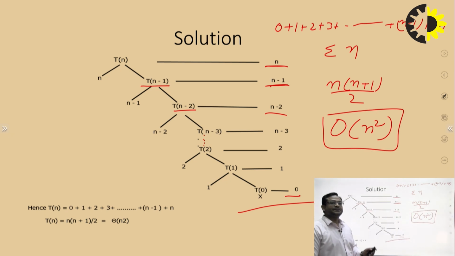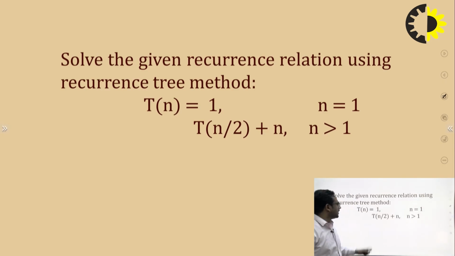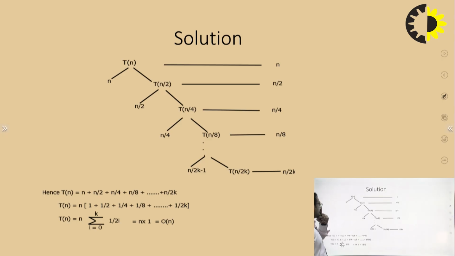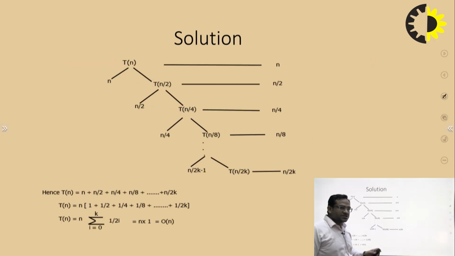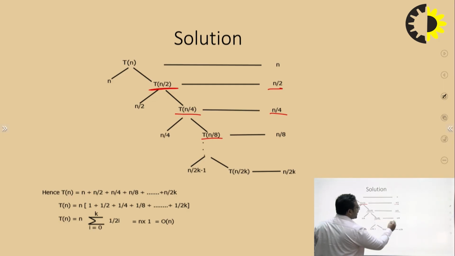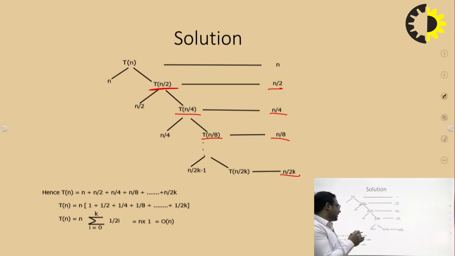One more example we can take here: T(n) = T(n/2) + n. How can it be solved? When T(n) is running, n is the number, and a total of n elements are processed. So T(n) is n, then T(n/2) is n/2, then n/4, n/4, n/8, n/8, and it keeps running until n/2^k, and then it terminates.